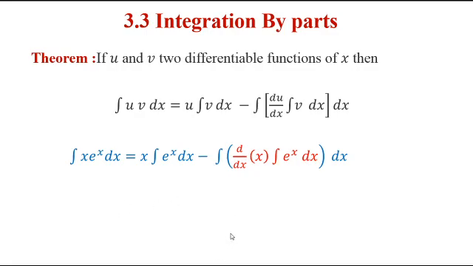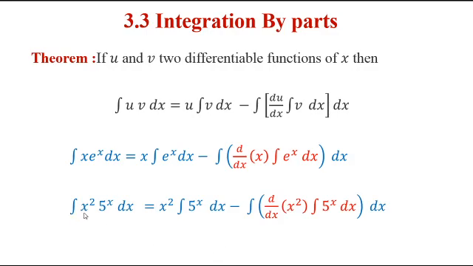One more example I will demonstrate here. If I want to integrate x square into 5 raised to x, the rule says keep this x square as it is, integrate 5 raised to x, minus take the integration of this product. What is the product? The product of the derivative of the first function and the integration of the second function. We have to work out this product first. Before taking the product we must integrate one function and differentiate the other, then only can we work out the product and take its integration.